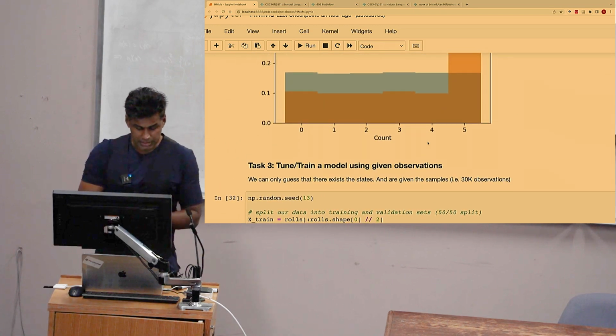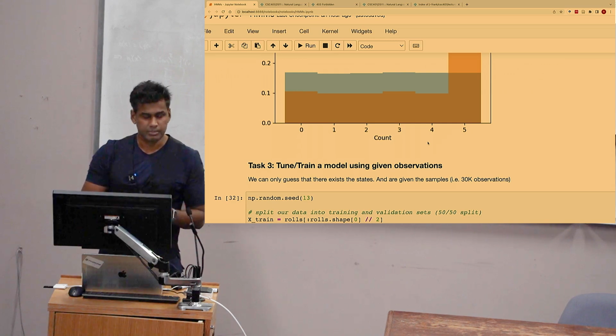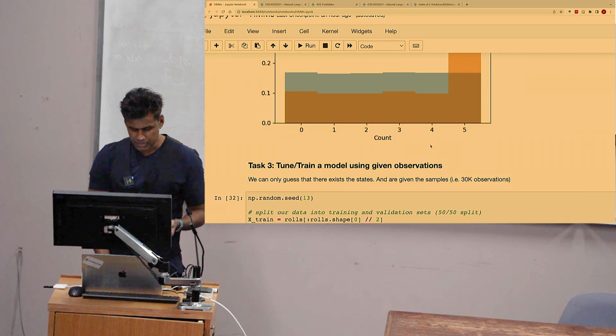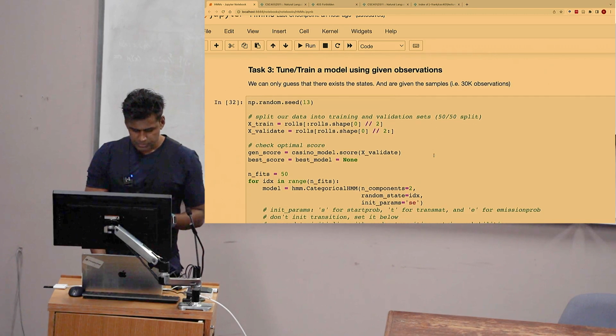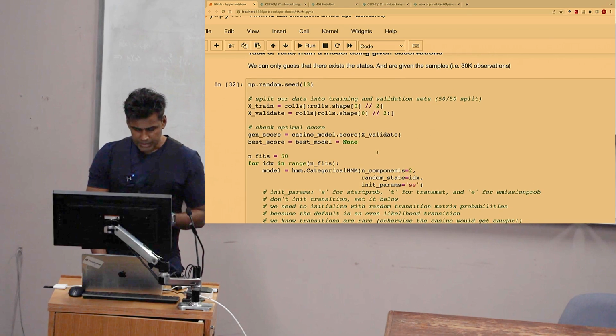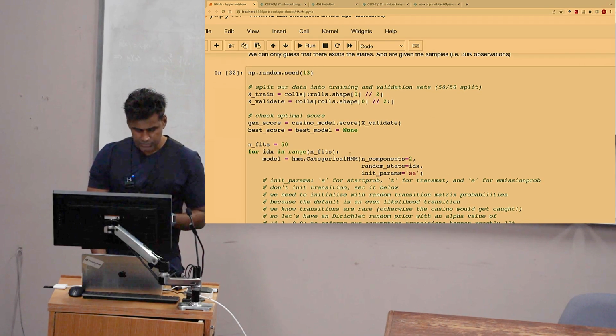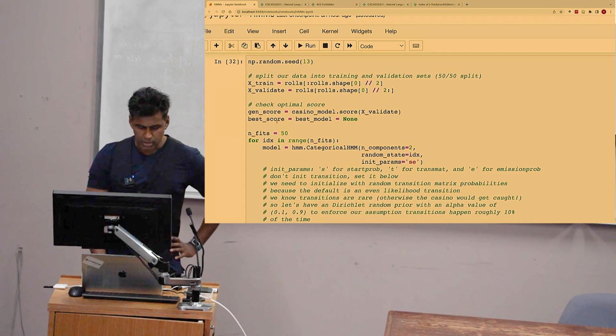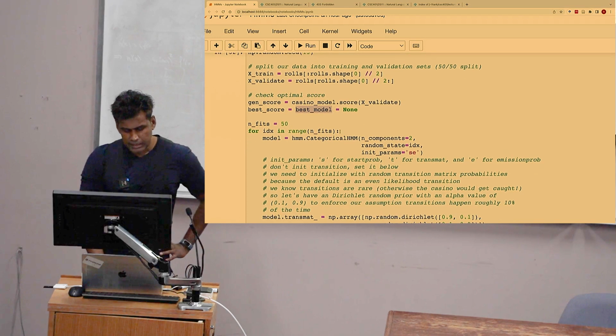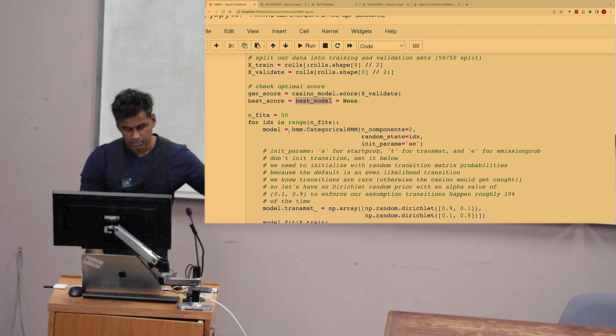Now you go in and you're saying, okay, so let's apply HMM. First, given the observations, I want to train my model. And that is the expectation maximization. So what I do is I split the data into training and validation sets. And from our validation, we have a true score, and I'm trying to calculate the best score or the best model, okay?